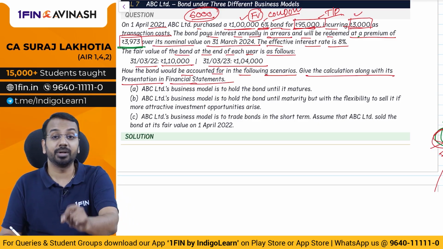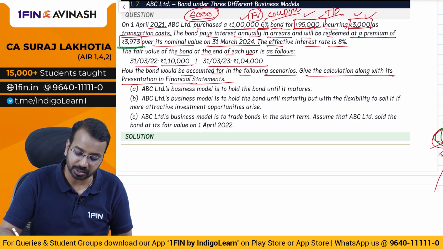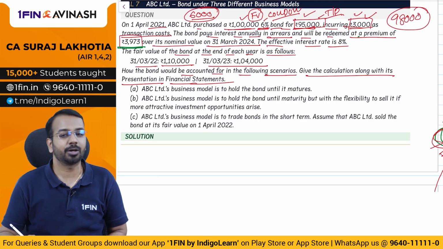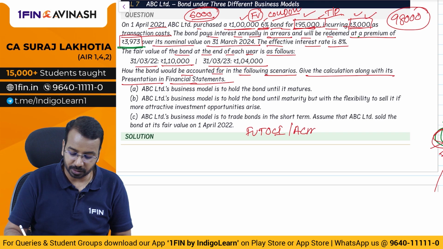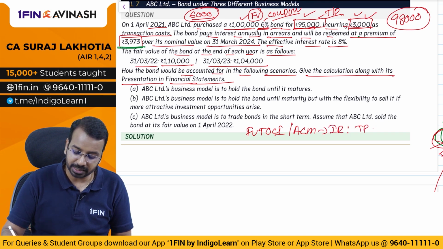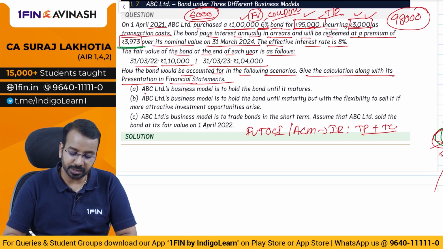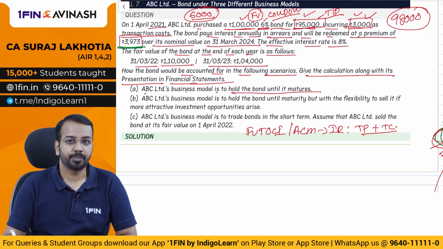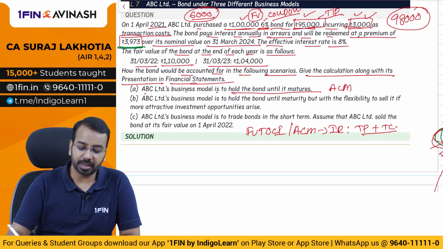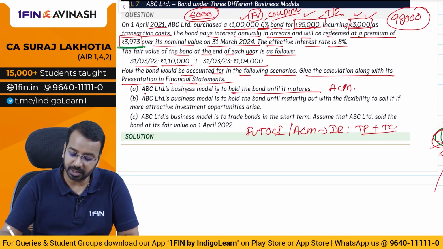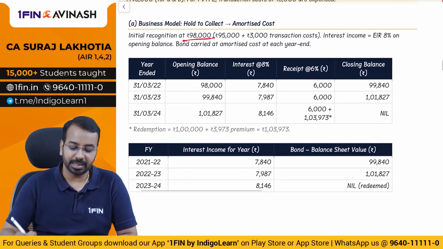The working that I did to calculate the present value is not required in the exam. When you have the transaction price and the transaction cost, initial recognition will be at 98,000. For fair value through other comprehensive income and amortized cost method, initial recognition will be at transaction price plus transaction cost. Okay. ABC's business model is to hold the bond until it matures. So, if the intention is to hold the bond till its maturity, we follow which method? Amortized cost method. In case of amortized cost method, initial recognition will be at transaction price plus transaction cost. So, initial recognition will happen at 98,000.